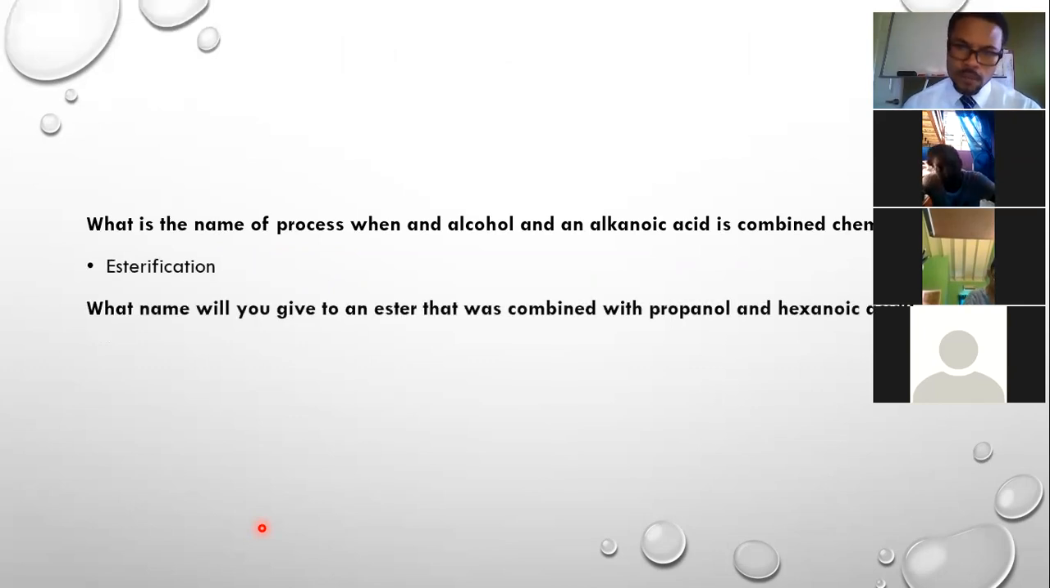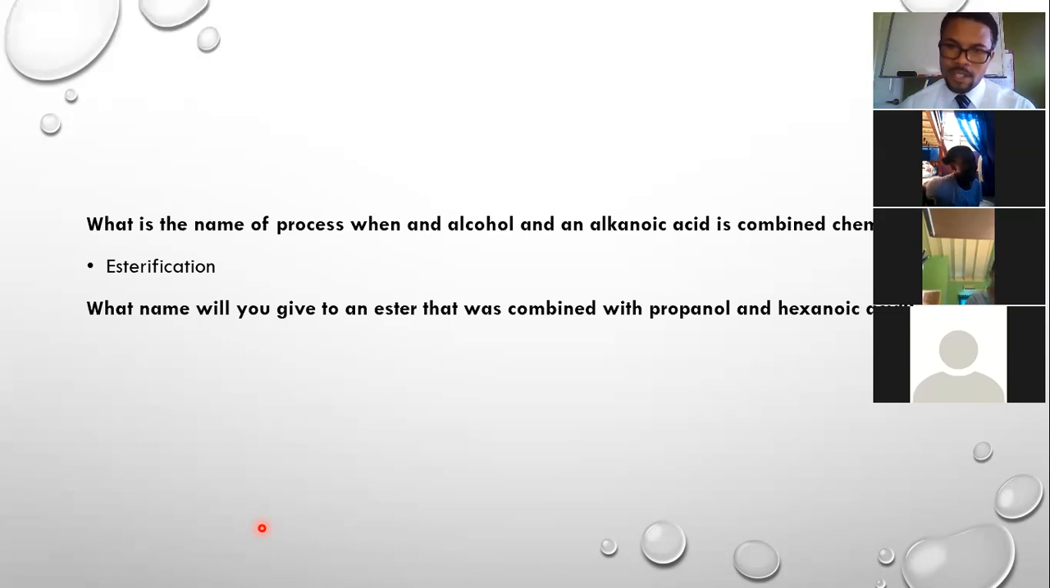And the last one. What name will you give an ester that was combined with propanol and hexanoic acid? You have to remember how you name an ester. All right. So how do you name an ester? What is going to be the name? Propyl hexanoate. Right, that is correct. Propyl hexanoate, right?